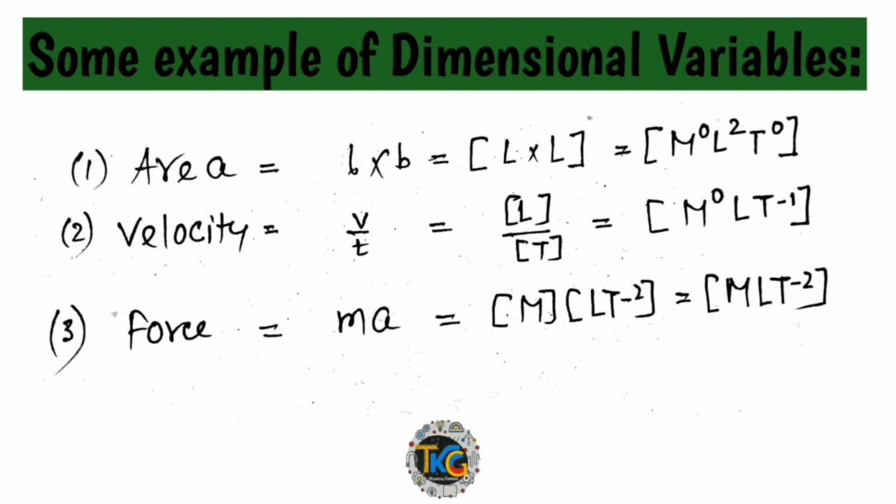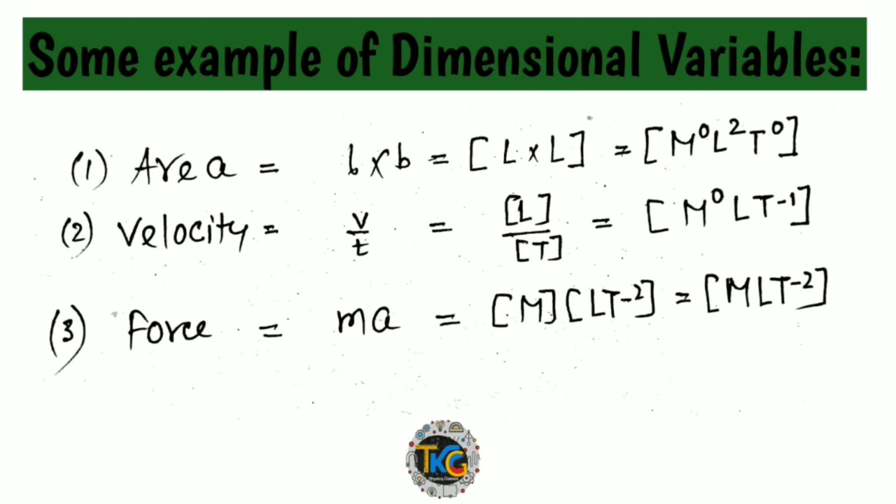Similarly, for velocity, the formula is displacement by time. For displacement the dimension is L, and for time the dimension is T. So the final dimension is M to the power 0 L T to the power minus 1. Velocity has dimension and its magnitude value is also variable. Suppose a body is moving with velocity 10 meter per second, sometimes 15 meter per second. So its magnitude value changes, but it has a fixed dimension, that is M to the power 0 L T to the power minus 1. So velocity is an example of dimensional variables.